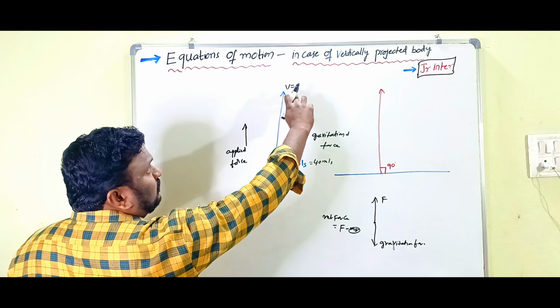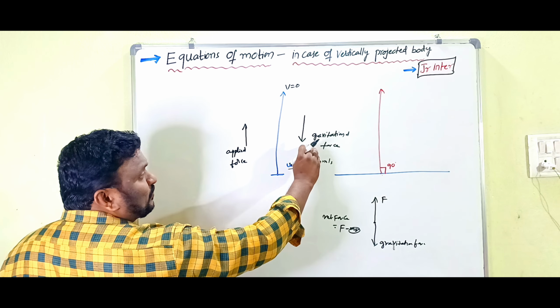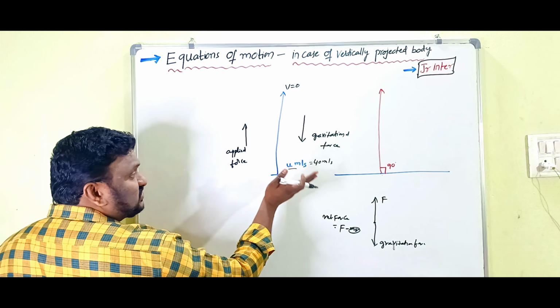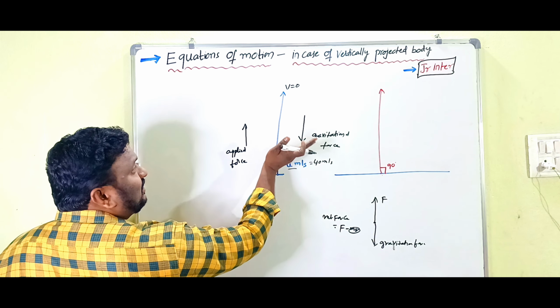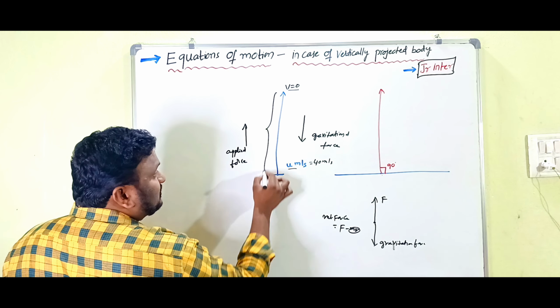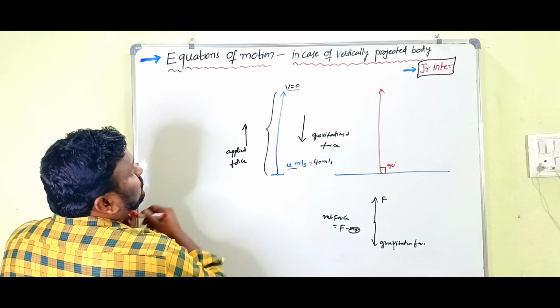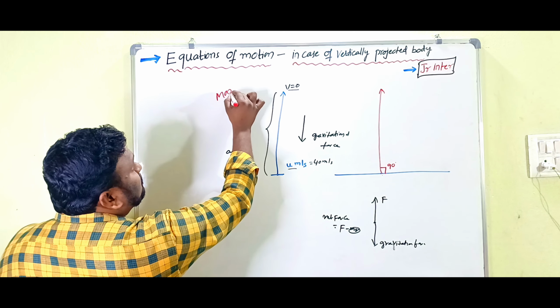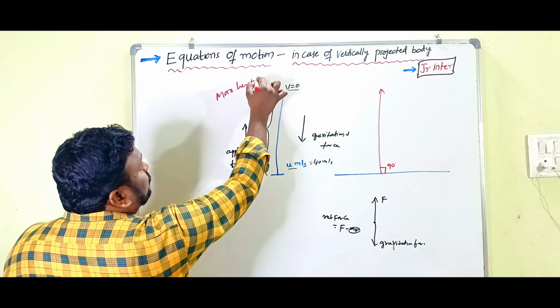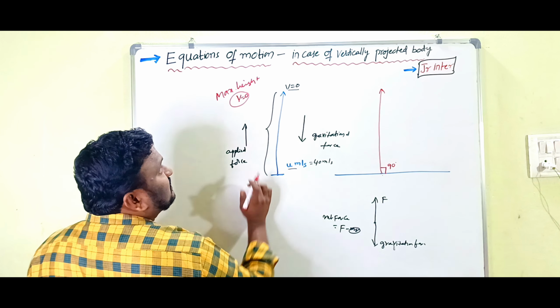Then when it is going up, it is moving in the opposite direction of the gravitational force. Due to that its velocity decreases gradually and finally becomes zero at a particular height. That height is called the maximum height. What is it, children? Maximum height. So at which point is the final velocity zero? That is what I have to say.